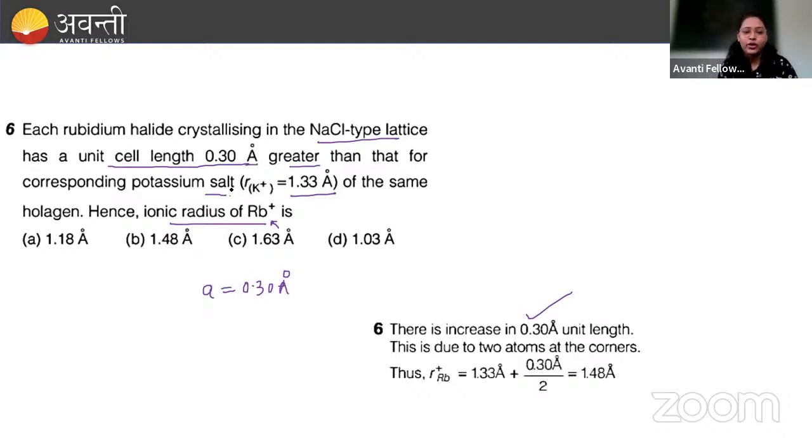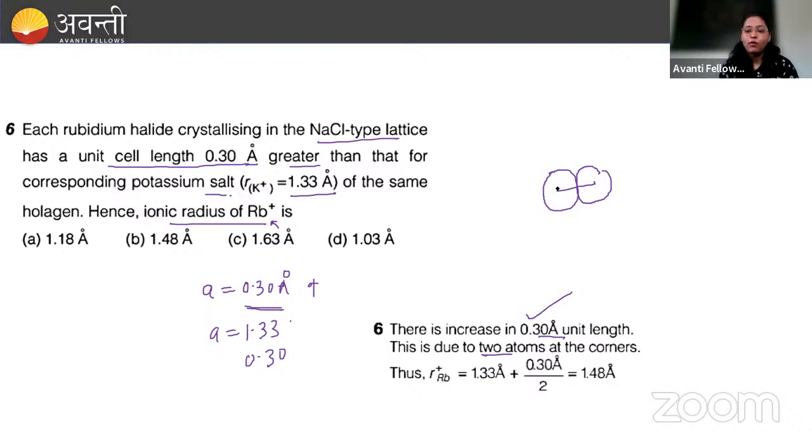Each rubidium halide crystallizes in the NaCl type lattice and has a unit cell length 0.30 greater than that of its corresponding potassium salt. तो इतना ज्यादा क्या हो रहा है? Increase हो रहा है. पहले कितनी थी? 1.33 थी. Now it has become added with 0.30. Okay, so what will be the actual radius? अगर 0.30 से वो बढ़ रही है. So this 0.30 angstrom unit length. So you know that radius is due to what? 2 atoms, right?